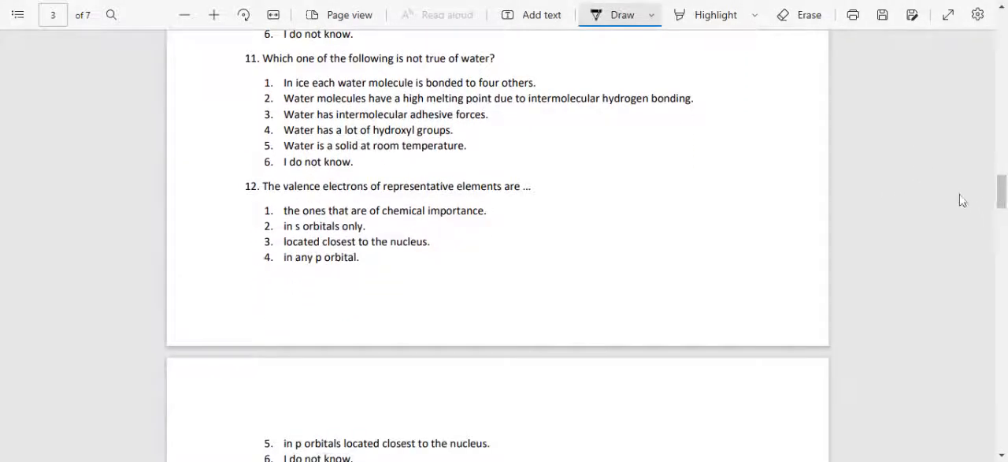Question number 11. Which of the following is not true of water? In ice, water is bonded to other four. This is true. Each water molecule in ice is bonded to four other water molecules. That is why it has got a solid shape.